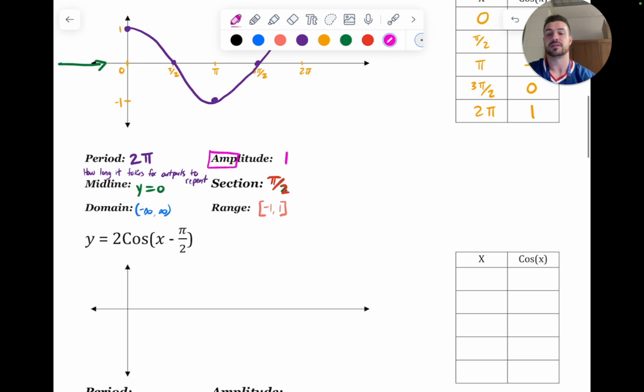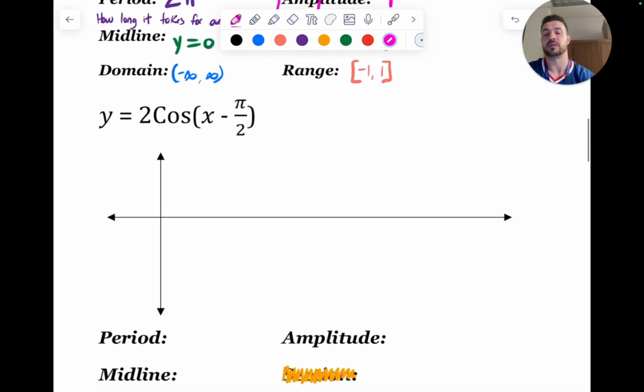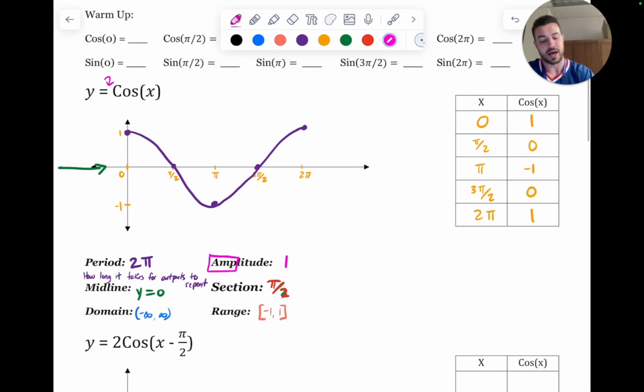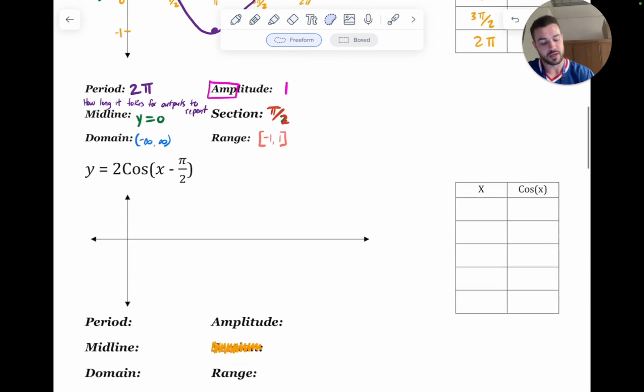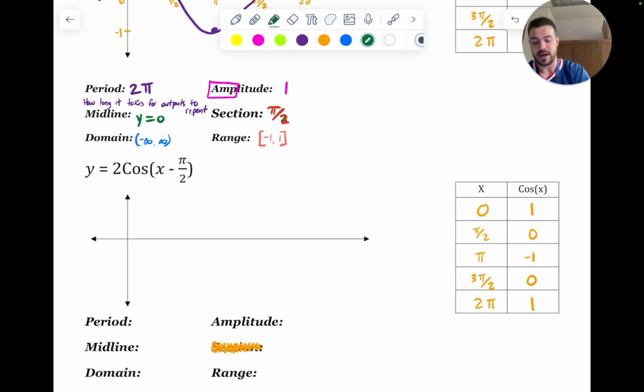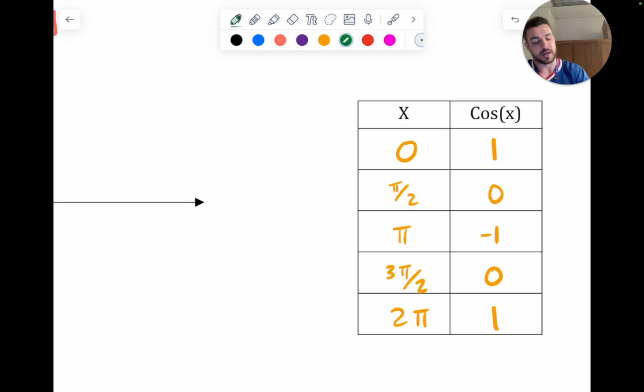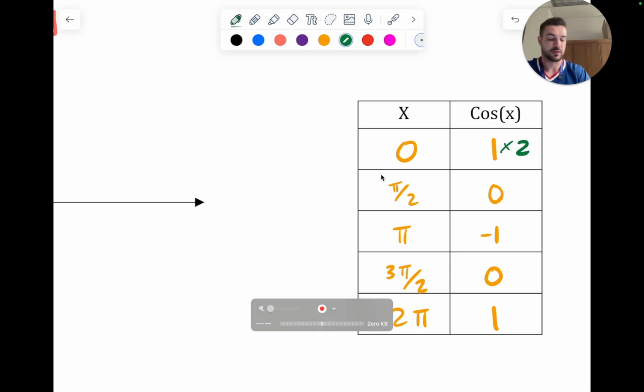Now, the next example should provide us with some pretty good information because we've got our transformations here. What I'm going to do is I'm just going to copy the parent table from above, and I will paste it into our new table. And now we just need to apply our transformations. So whenever we have multiplication out in front, remember that that is going to affect our y values. It's going to be a vertical stretch of 2. So I'm going to take all of my y values and multiply by 2.